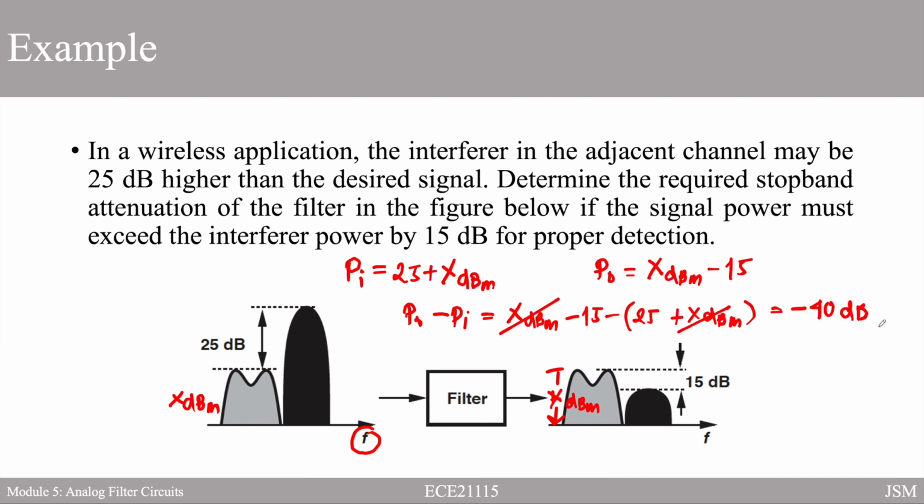negative 40 dB po. So, take note yung negative dito indicates that the output power level is lower than the input power level. So, tama nga naman dahil gusto natin i-reduce yung power level ng ating interference. So, therefore, the required stop band gain for our filter should be negative 40 decibels. So, okay, so let's continue on the discussion of filters.